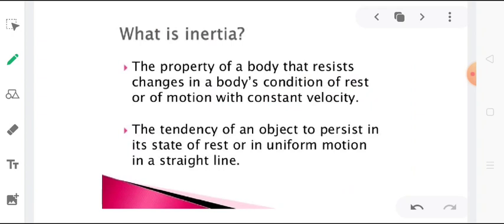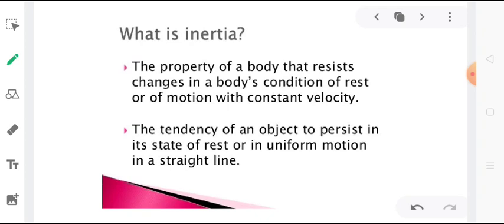So now we are in a position to define inertia. The property of a body that resists changes in a body's condition of rest or of motion with constant velocity. This is called inertia. The tendency of an object to persist in its state of rest or in uniform motion in a straight line. As I was saying, the object does not want to change its state. It wants to persist, retain its state of rest or of uniform motion. Now when I am talking about uniform motion, I'm also including the direction. So uniform motion in a straight line.